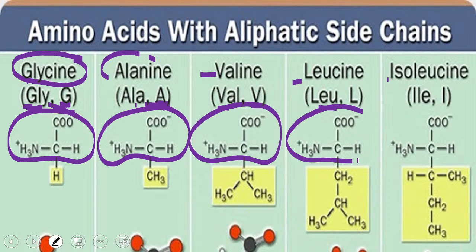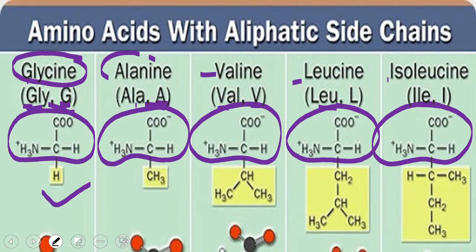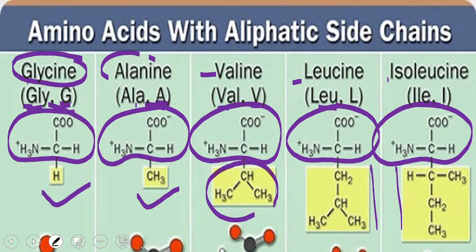So all the amino acids we have, that structure is common. Only their R groups are going to differ. So in case of glycine we are having H as R group. In case of alanine we are having methyl group as a R group. In case of valine we are having propyl as a R group. Here we are having butyl. Here we are having butyl only, but iso and neo forms.